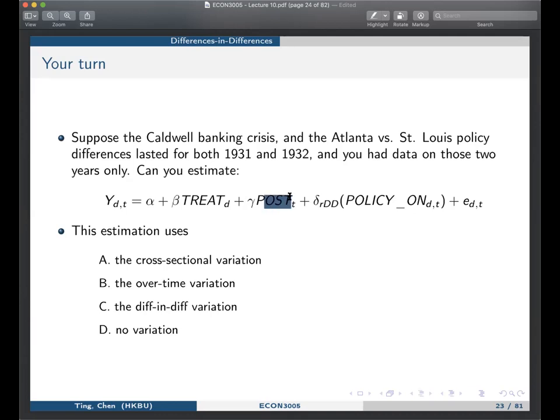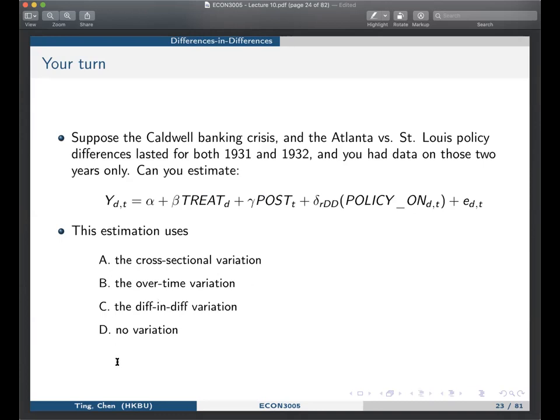Again, because we said this post will be constant, that will be 1. We won't see a switch on between 0 and 1, right? So this post will be a constant, meaning that we don't have over time variation. So B is definitely wrong, right? And also we didn't use the difference-in-difference variation because we lack one part of the variation. So B and C is not the answer.